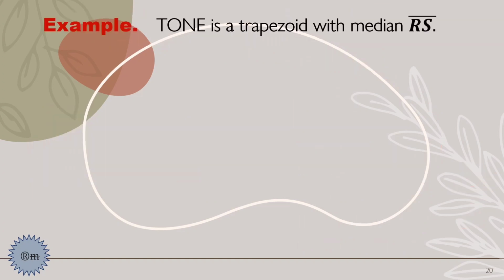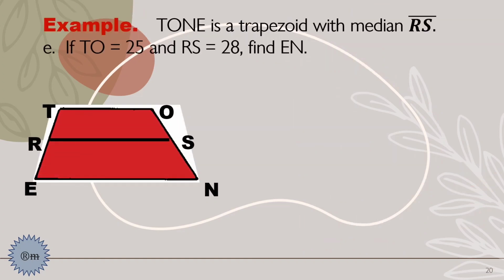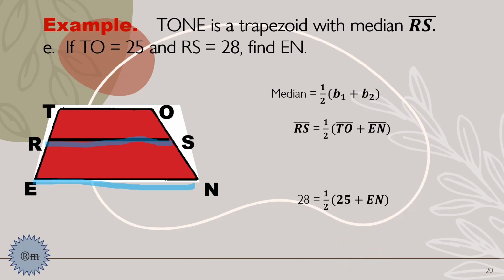Then let us continue. Example, letter E, if TO equals 25 and RS equals 28, find EN. So in this example, class, the unknown is one of the bases, not the median. So the same formula, but as you can see, you have to substitute the RS here. So as you can see, this is the missing one now. So it is here on the other side.